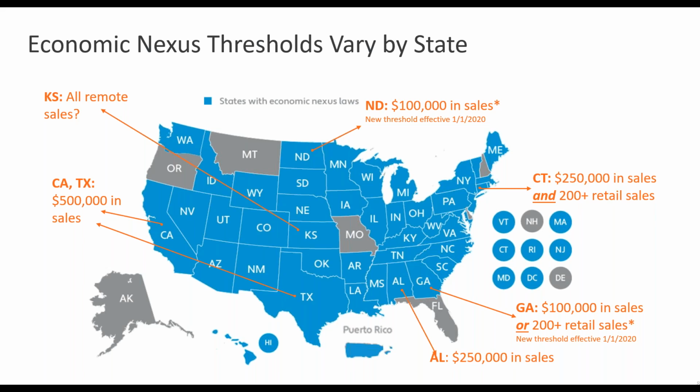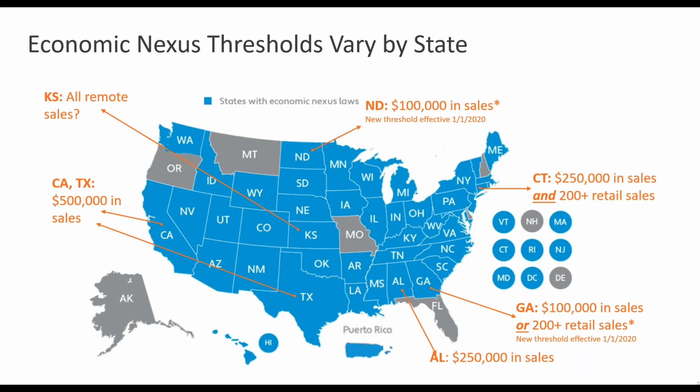And I want to jump to the next slide to talk about what makes economic nexus laws so complicated. With physical presence, it's pretty clear. You have a physical location, you have that physical presence in a state. But with economic nexus laws, it's complex for a few reasons. And this is a really, really busy slide here, but it shows you the variations within the states.